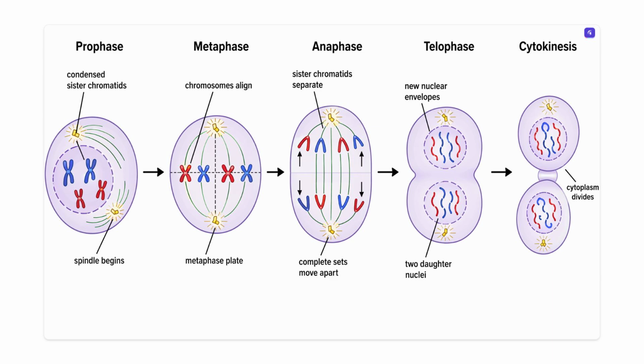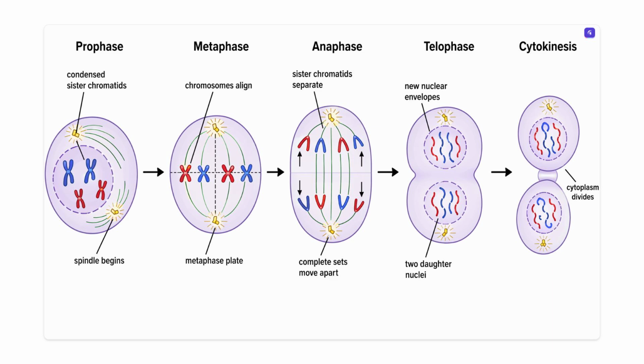In telophase, new nuclear envelopes form around the separated chromosome sets. The chromosomes begin to decondense, and the cell now has 2 daughter nuclei with matching genetic information. These stage names make mitosis easier to describe, but the process is continuous, not a set of sudden jumps.